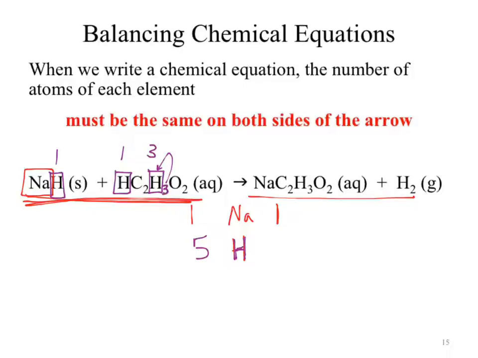We get 5. How about on the right-hand side of the equation? We still get 5, so it's balanced. Next element.